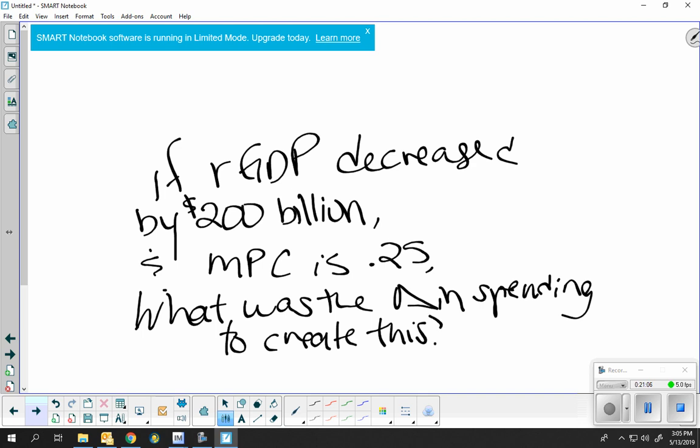Okay, here's your question. If real estate needs decreased by $200 billion and MPC is 1.5, what was the change in spending to create this? Even if you were here at lunch today, you're doing this.